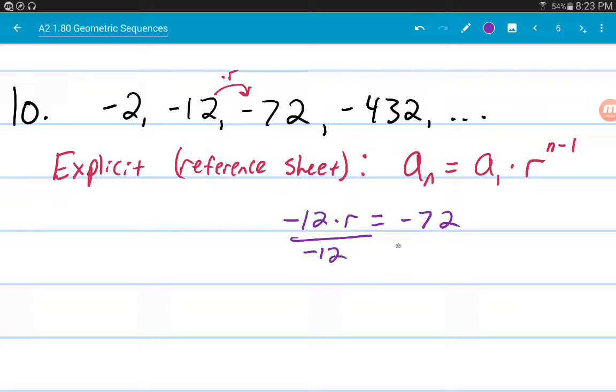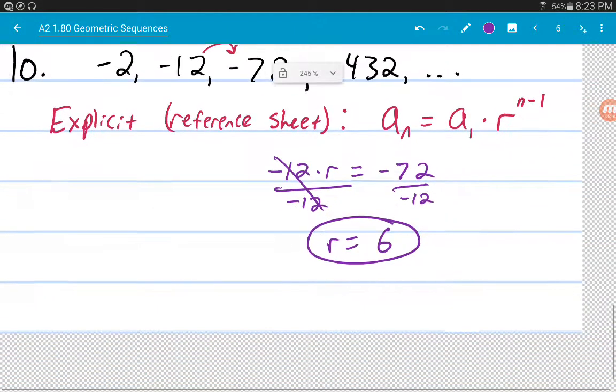So I divide by negative 12 on both sides to get r by itself. And I get that r is equal to positive 6. You can confirm that. Negative 2 times 6 is negative 12. Negative 12 times 6 is negative 72. Yes, that seems to work.